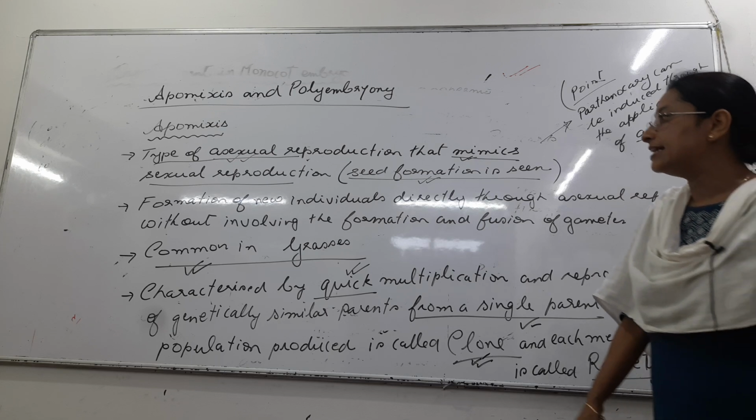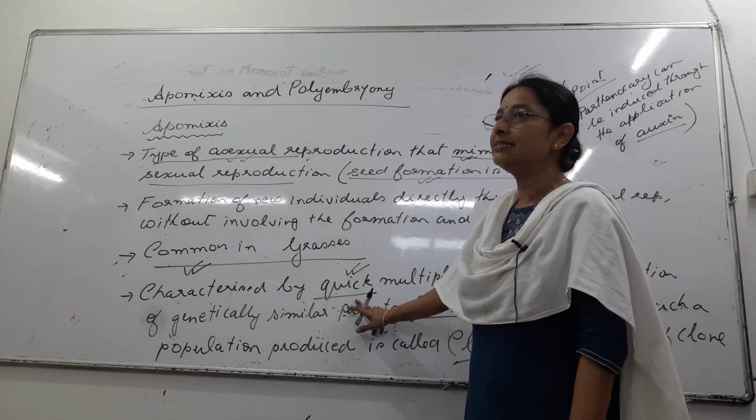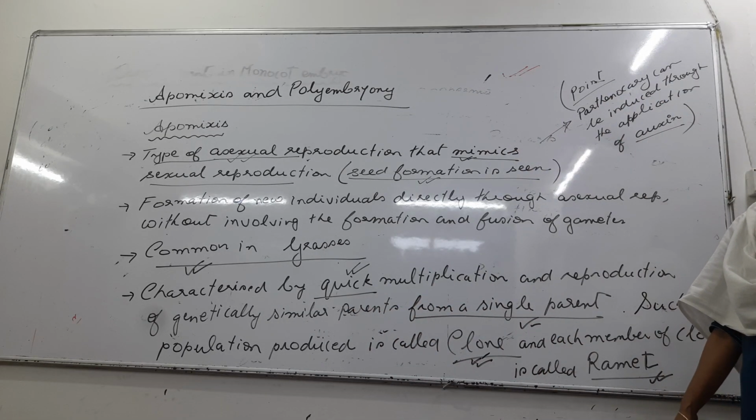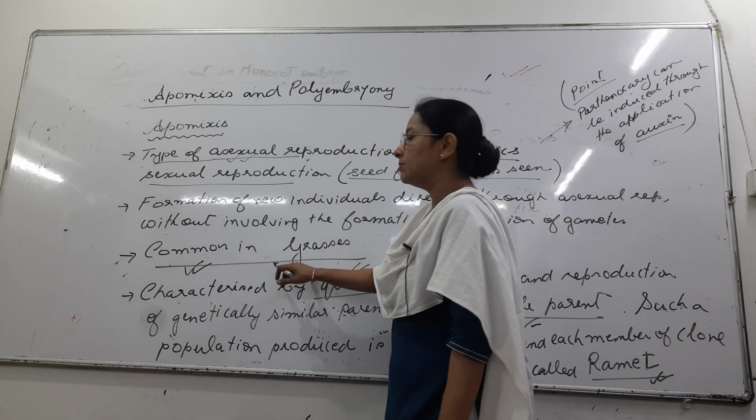And the advantage, what is the advantage? It requires lesser time, right? You do not have to wait for gametes to form, fuse, or for pollination to happen properly. And it is said to be something like sexual reproduction, or it mimics sexual reproduction. Why? Because here there is no formation and fusion of gametes, but seed formation happens, right?